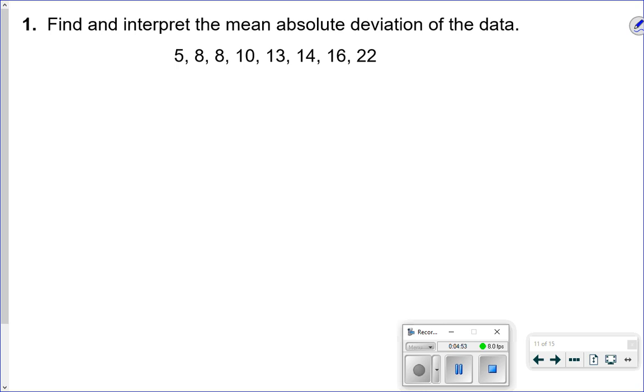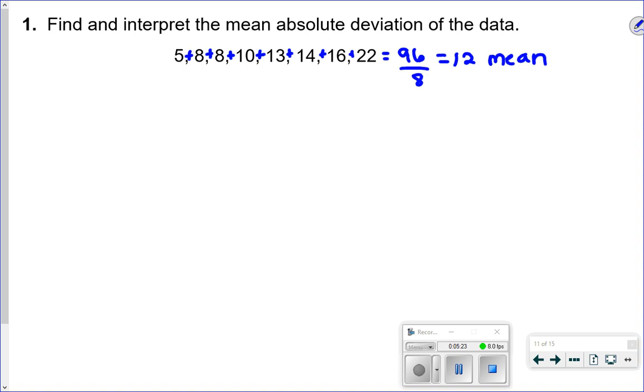So first step here, we need to find the mean. We're going to add all of the numbers in my list together. And we're getting 96 for our total. We need to divide by the number of numbers. So I'm going to count 1, 2, 3, 4, 5, 6, 7, 8. I have 8 numbers. So when I divide there, 96 divided by 8, I get 12. That's my mean.